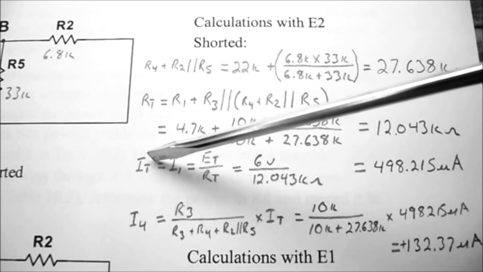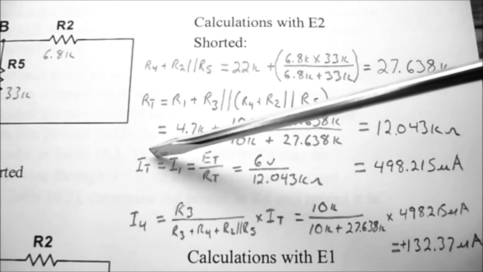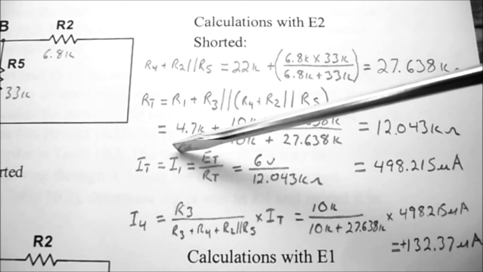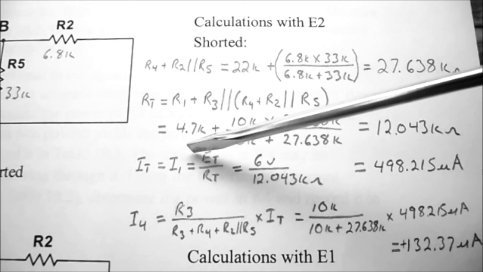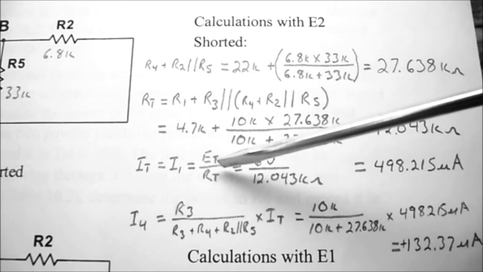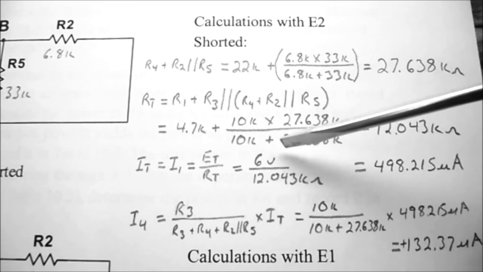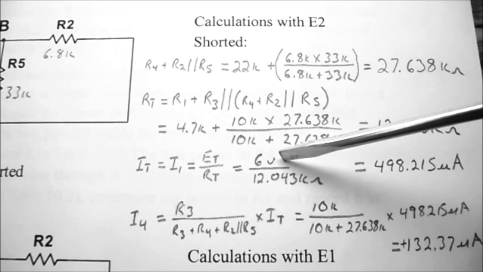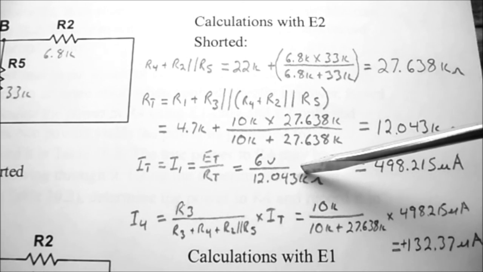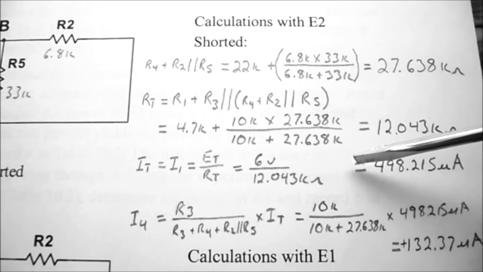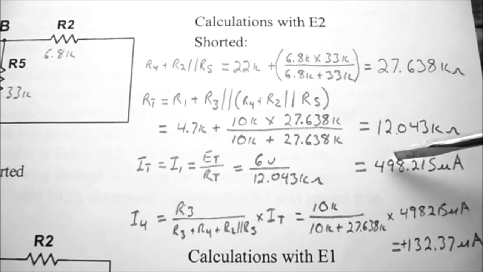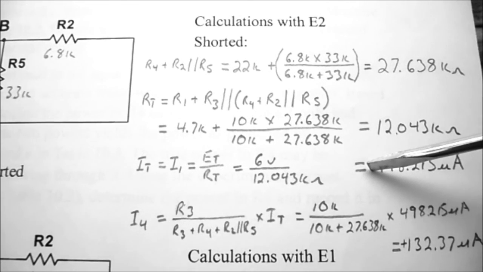I now need to find out what the total current flowing through the circuit is, and the total current flowing through the circuit is the same current flowing through I1. So IT is equal to ET over RT. So our applied voltage is 6 volts, and we just calculated our total resistance to be 12.043K ohms. So this works out to be a total current of 498.215 microamps. And keep in mind that that is positive.